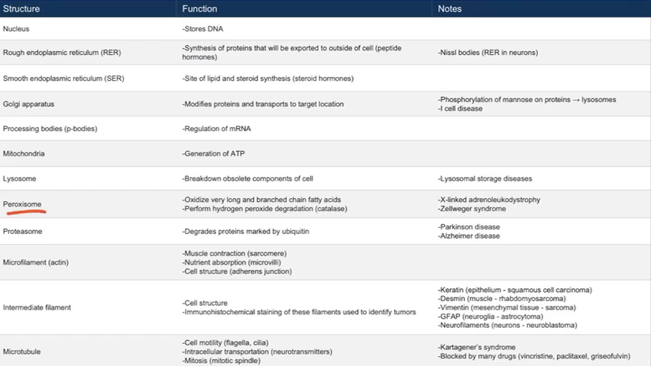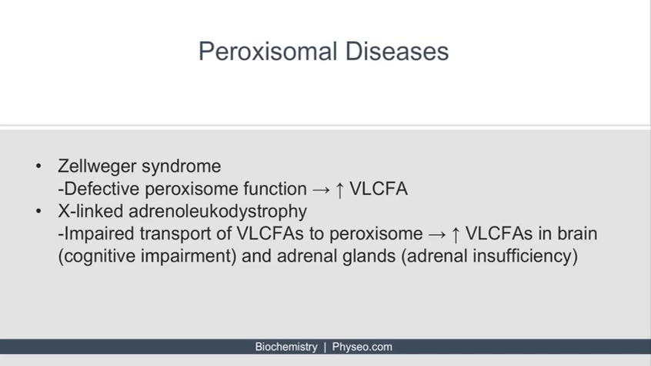Peroxisomes are small organelles responsible for oxidizing very long chain and branched chain fatty acids. They also contain the enzyme catalase, which can degrade hydrogen peroxide. Peroxisomal diseases include Zellweger syndrome and X-linked adrenoleukodystrophy. The symptoms of Zellweger syndrome are not as important as knowing that it's caused by defective peroxisome function. This results in elevated levels of very long-chain fatty acids.